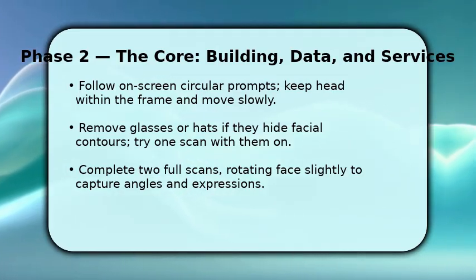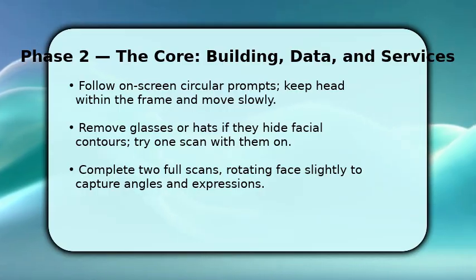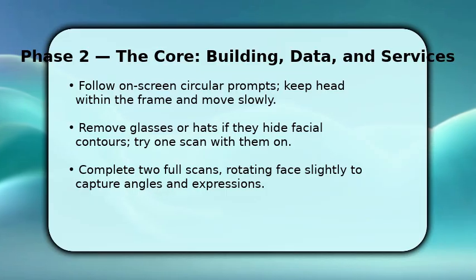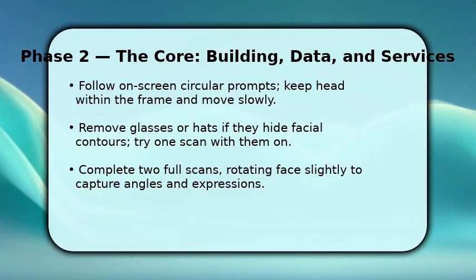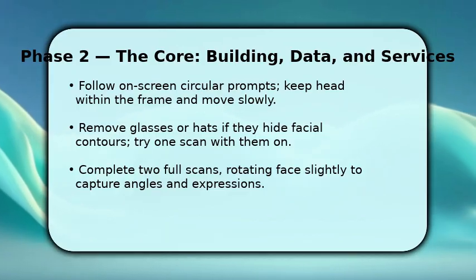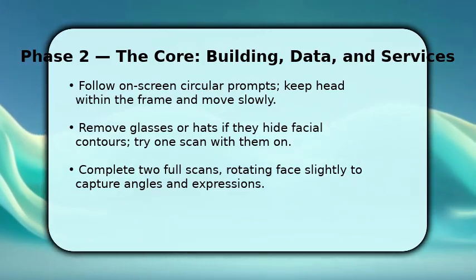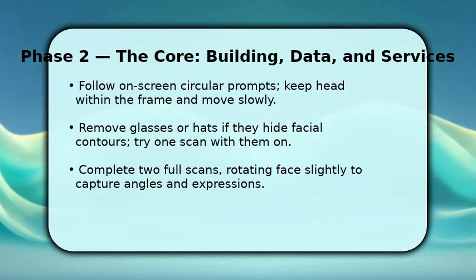Once the first scan finishes, do the second pass to capture additional angles and expressions. This reduces false negatives. If the alternate person normally wears glasses or a hat, first scan without them, and then, if the system allows, with them for better real-world performance. Make sure faces are relaxed. Exaggerated expressions can skew data and reduce match accuracy.